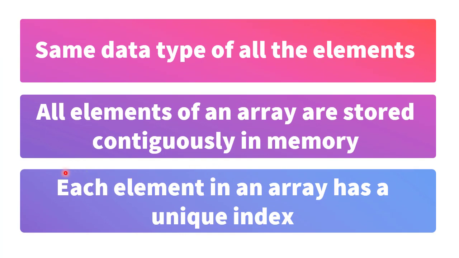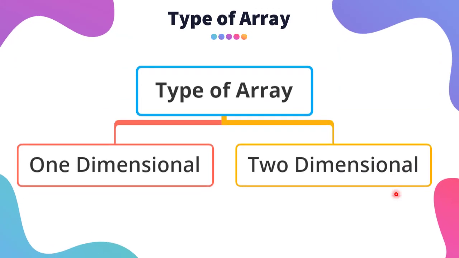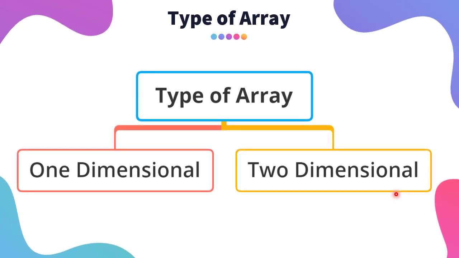The last point is each element in an array has a unique index and we can access every element using this index value. We will learn more about these index values later on, and there is another video specifically for indexing of a NumPy array. So there are basically two types of array, one dimensional and two dimensional. NumPy allows multi-dimensional arrays also. But in this topic, we will study one dimensional and two dimensional arrays only.